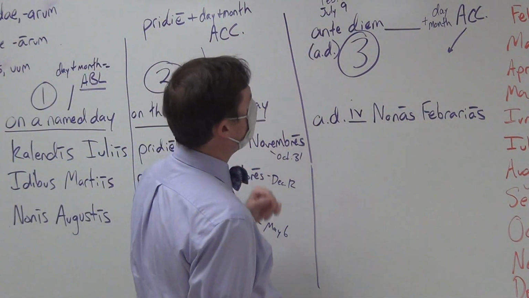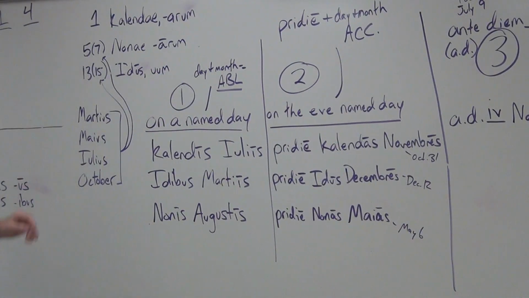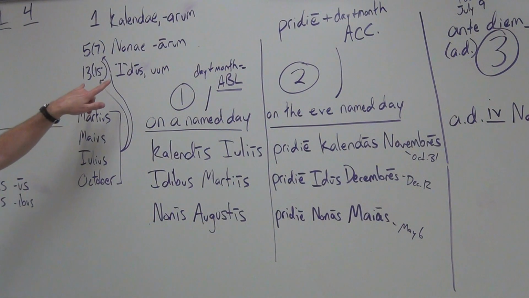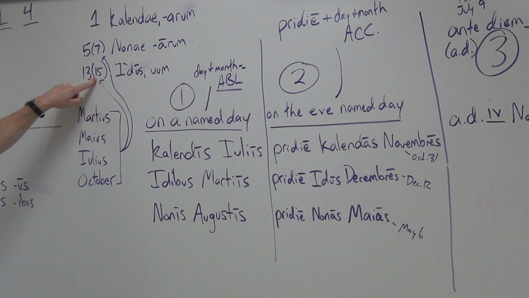Let's do July 9th. Does July 9th fall on one of these days? Nope. Does it fall on a day before one of these days? Nope. So we're going to have to count to the next day that's going to fall. So on July 9th, what is the next named day that's going to occur? Well, that'd be the July Ides. Now, is the July Ides the 13th or the 15th? Well, July is one of those four months that take as its Ides the 15th and its nones the 7th. So we're going to be counting to the 15th.